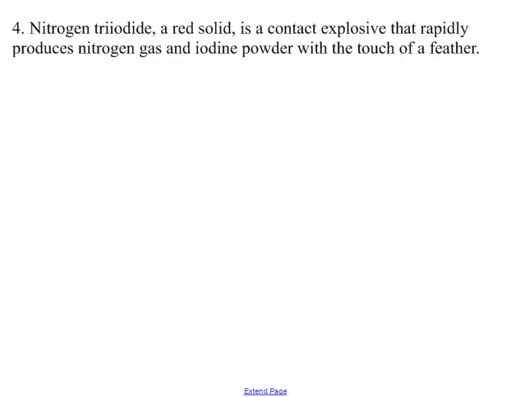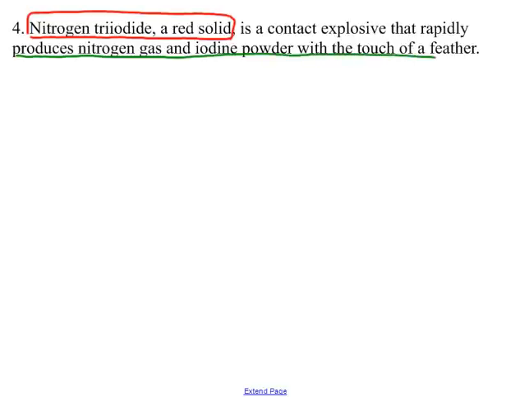So let's take a look at writing out this particular equation. Nitrogen triiodide, a red solid, is a contact explosive that rapidly produces nitrogen gas and iodine powder with a touch of a feather. So here, this is an unusual one in that there is just this one reactant. And then it says it rapidly produces nitrogen gas and iodine powder with a touch of a feather. Okay, so those are going to be our products. Oh, I think I did this with my colors reversed. Sorry about that.